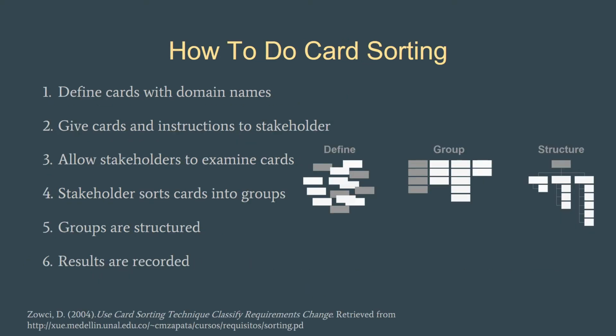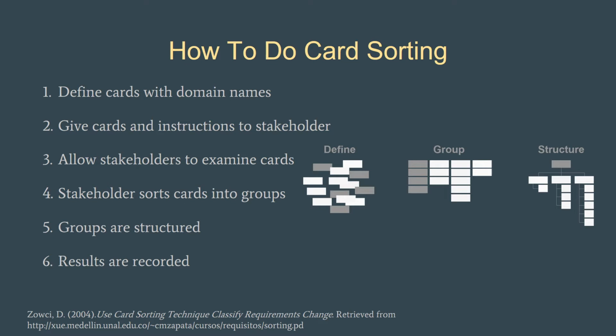Now that we have a better understanding of what card sorting is, we can explain exactly how the card sorting process works. It starts with the researcher defining each of the different domain entities that will be sorted, and writing them on a card. The researcher then gathers a stakeholder who will sort the cards and explains the process to the stakeholder. The researcher explains what the stakeholder needs to do, but not how to sort the cards. The cards are then given to the stakeholder to examine, so they can understand which domain entities need to be sorted and gain a basic idea of how they will organize the different entities.